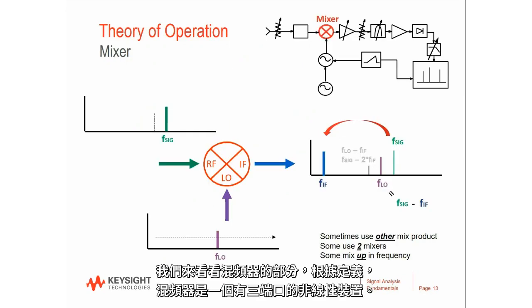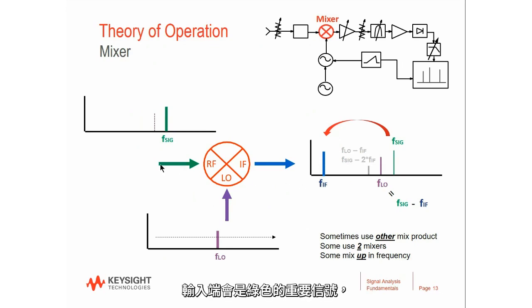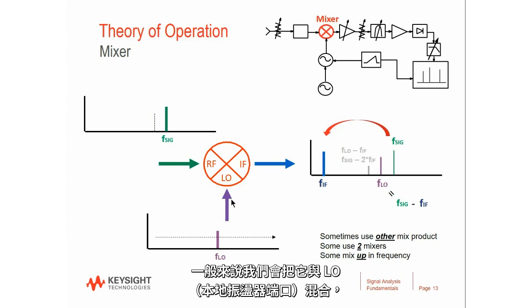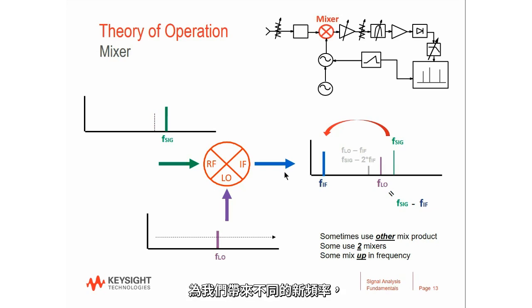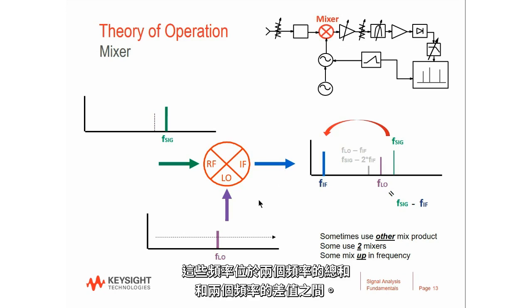By definition, a mixer is a 3-port nonlinear device. The input port is going to be the green signal of interest. We're going to be mixing that with the LO, the local oscillator port. It is moving across frequency. And then the output is the sum and difference frequencies. The nonlinear characteristics of the mixer give us new frequencies coming out the other side, which are located at the sum of these two frequencies and the difference of these two frequencies.